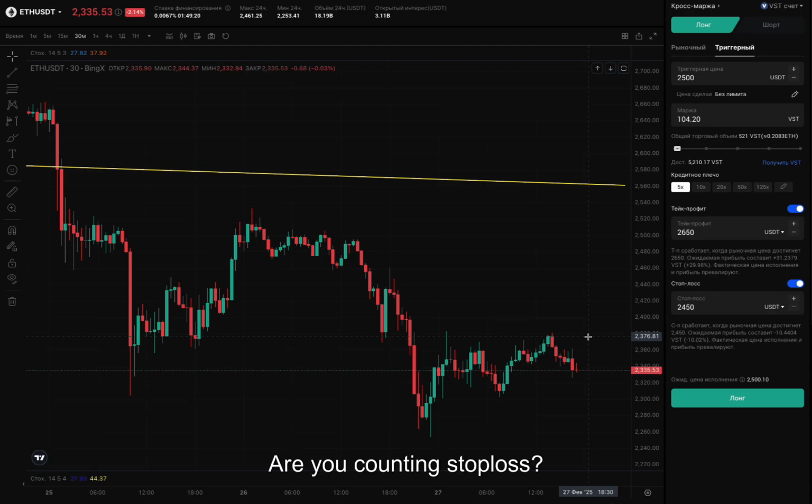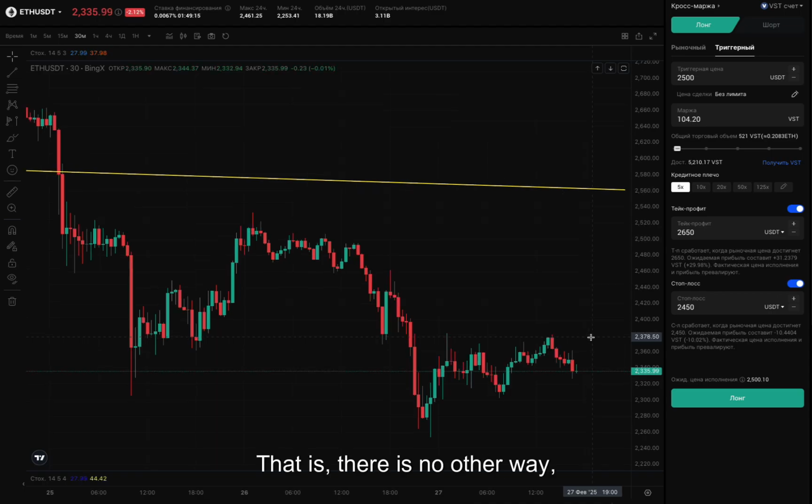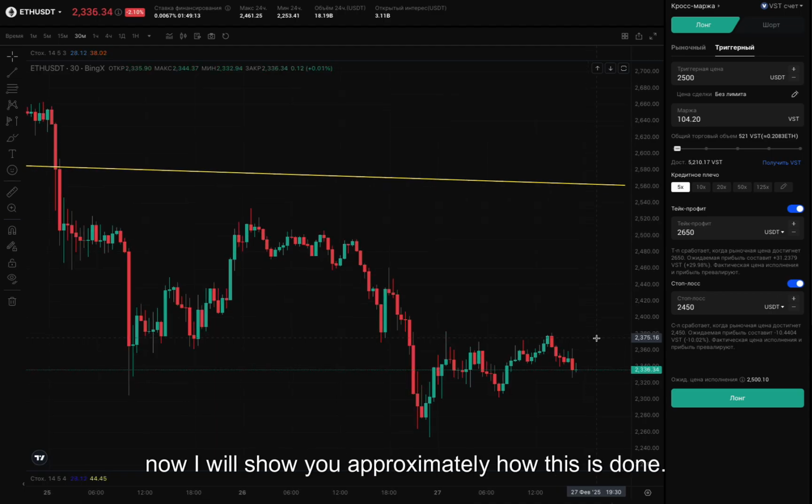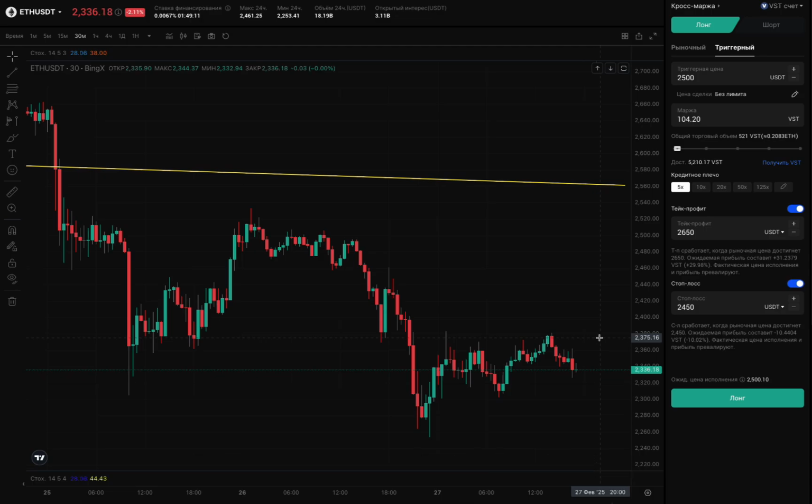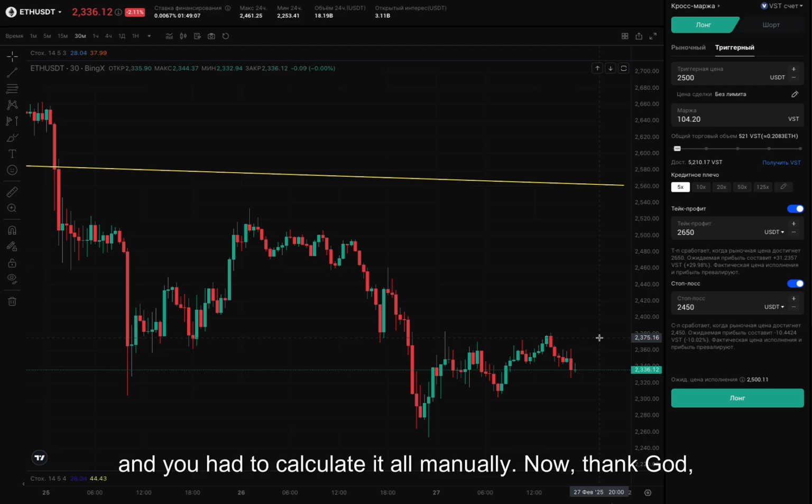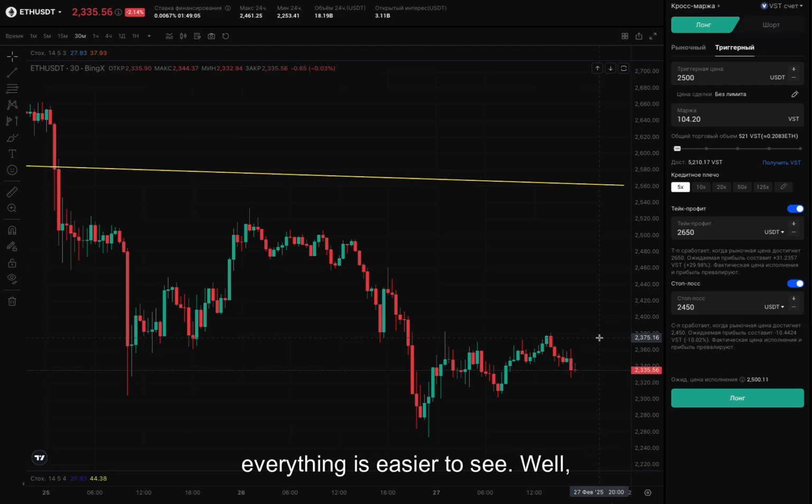Based on this size, you calculate the size of the position. That is, there is no other way. Now I will show you approximately how this is done. Previously there were formulas and you had to calculate it all manually. Now, thank God, everything is easier to see. Well, let's say you want to take a short from 23.77.